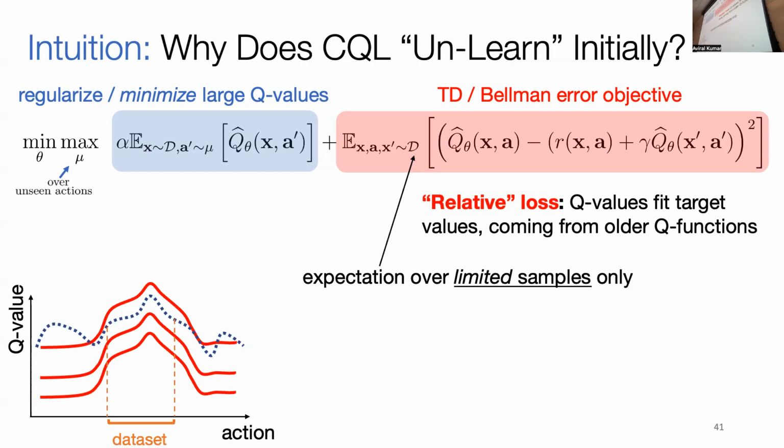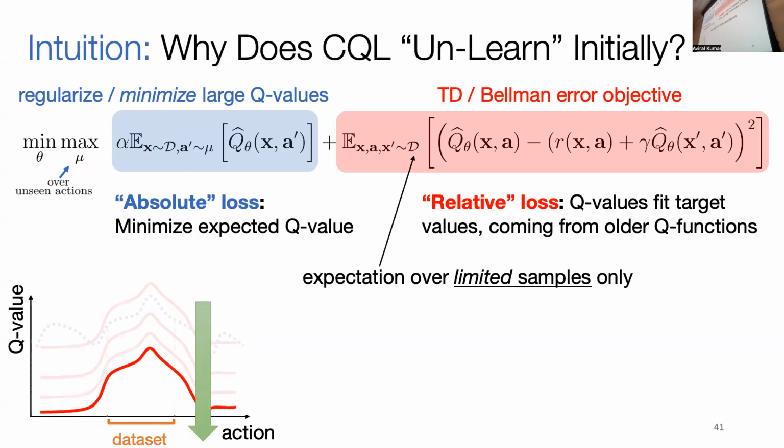But CQL in this case, because of this absolute term, which minimizes the Q value magnitude, is not going to find any of this. It's going to find the Q function with the smallest Q value possible which attains the same relative loss. And that's because this regularizer that you're adding is an absolute loss. It just simply minimizes value.